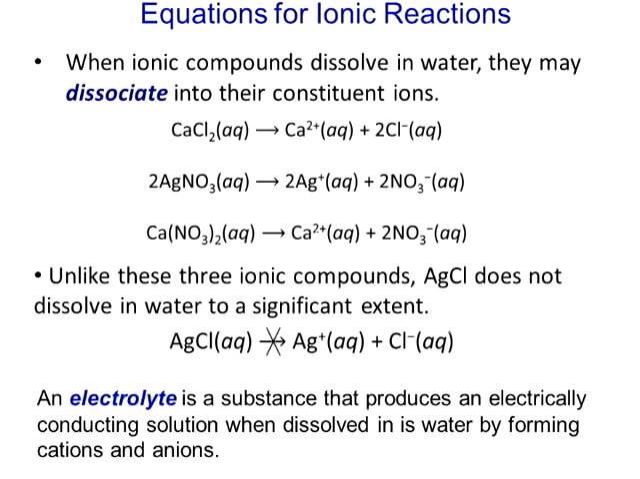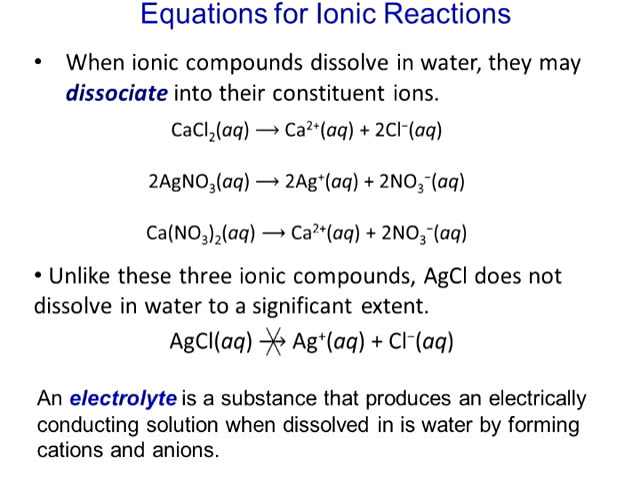Unlike these three ionic compounds shown above, silver chloride does not dissolve in water to any significant extent. In other words, you'll have a salt, an ionic compound, that does not dissociate into its ionic species in water. That is the case for silver chloride. Silver chloride AQ does not give Ag plus AQ plus Cl minus AQ. Okay? That's because it forms a precipitate.